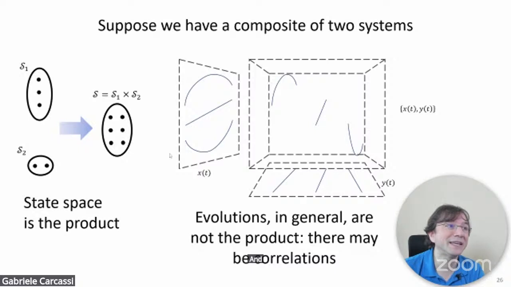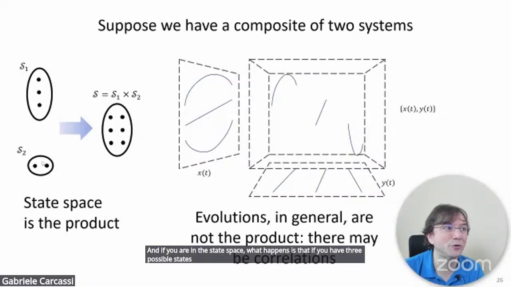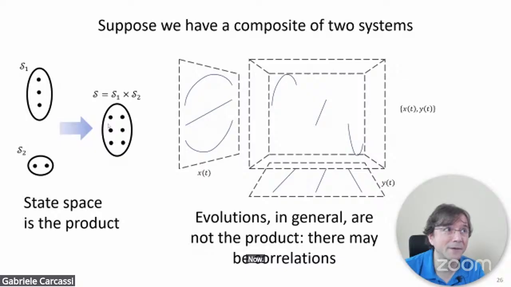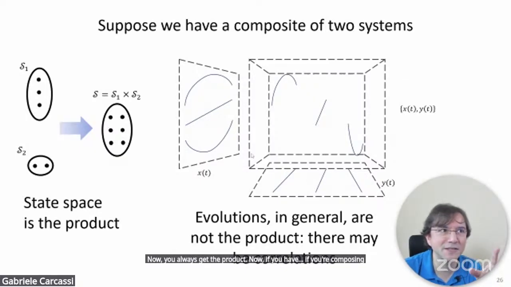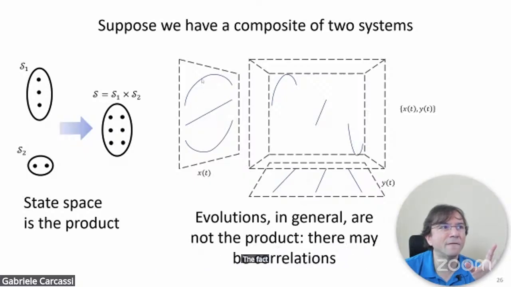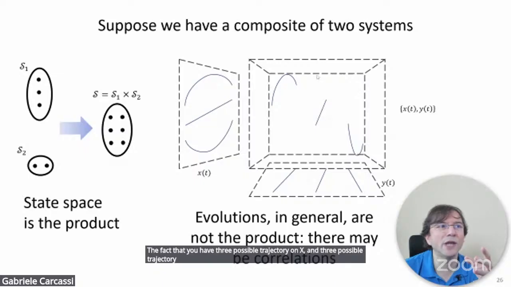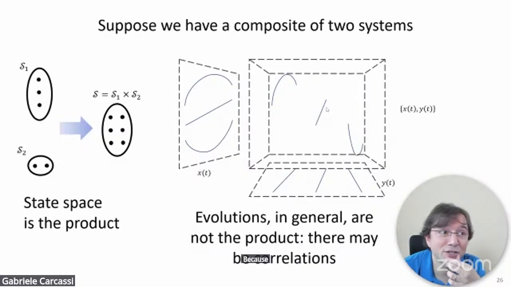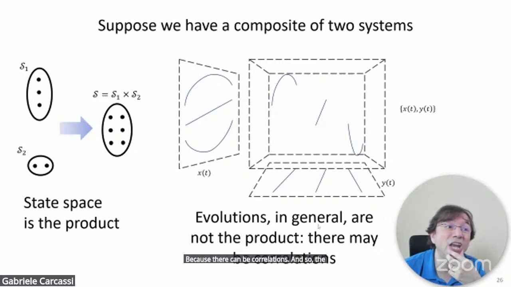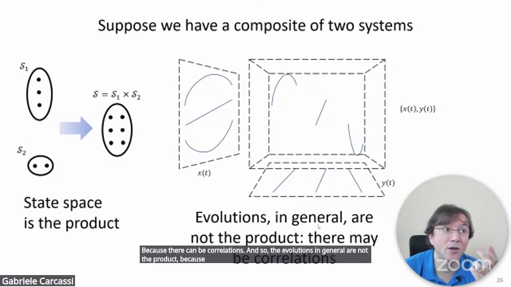If you are in the state space, and you have 3 possible states for one subsystem and 2 possible states for the other subsystem, then you just get the product of the two. And you always get the product. Now, if you are composing processes instead, the fact that you have 3 possible trajectories on X and 3 possible trajectories on Y doesn't mean that when you put them together, you have 9 possible trajectories, because there can be correlations. And so the evolutions in general are not the product, because there can be correlations.